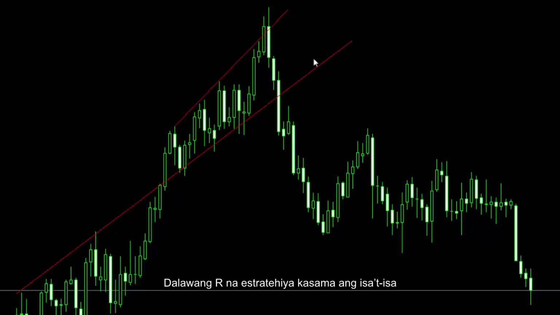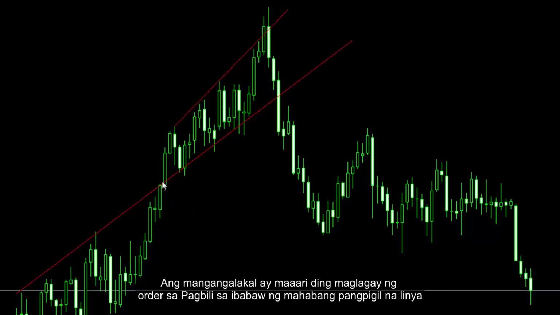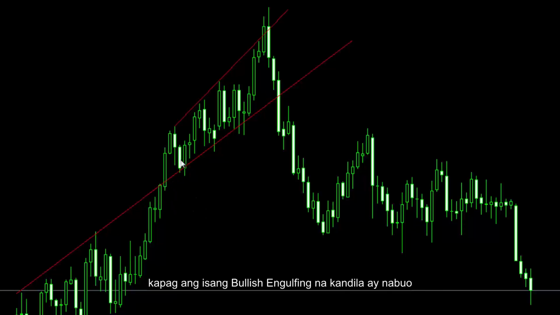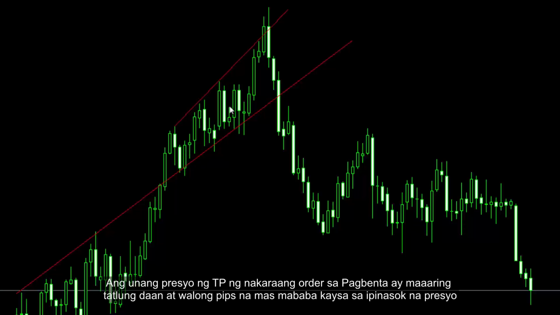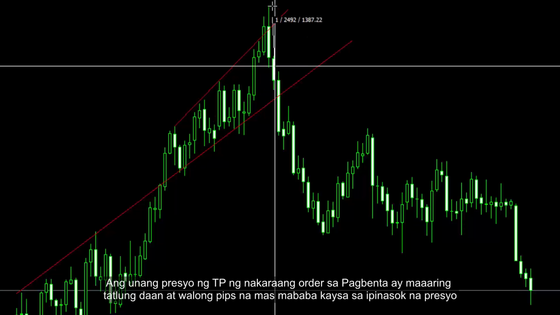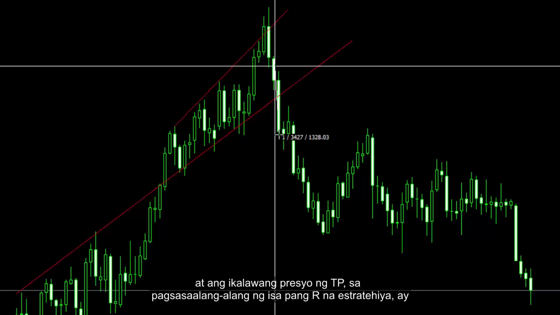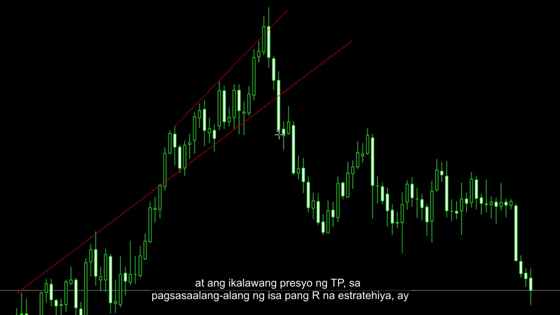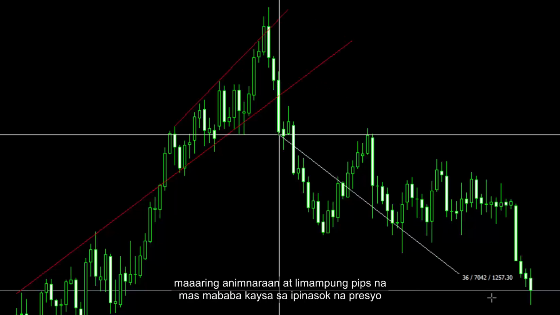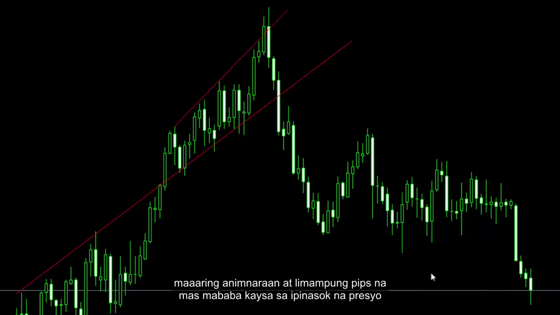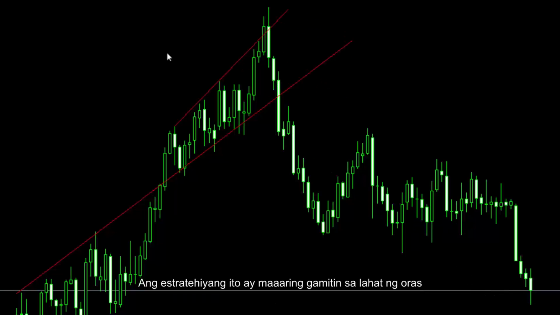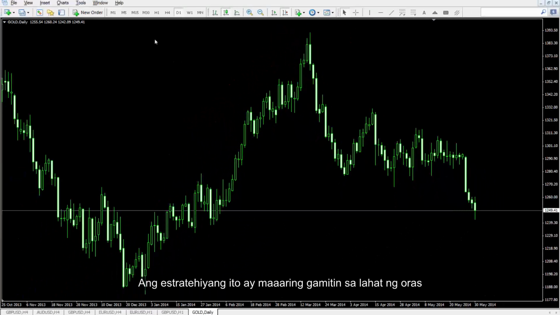2 R strategies alongside each other. A trader could place a buy order over the long resistance line when a bullish engulfing candle has formed. The first TP price of the previous sell order could be 308 pips lower than the entry price, and the second TP price, considering the other R strategy, could be 650 pips lower than the entry price. This strategy is applicable on all time frames.